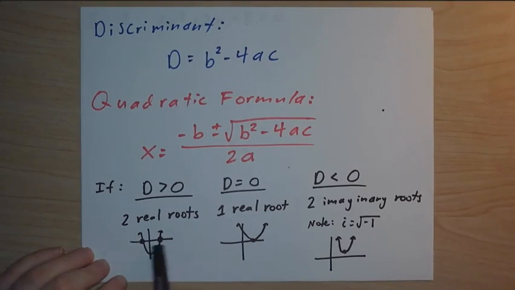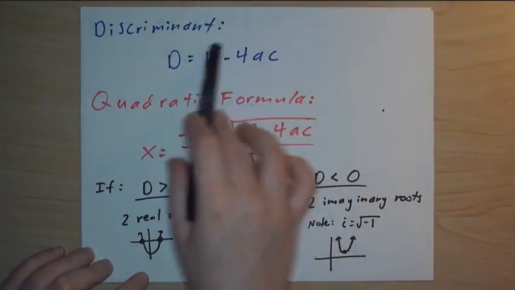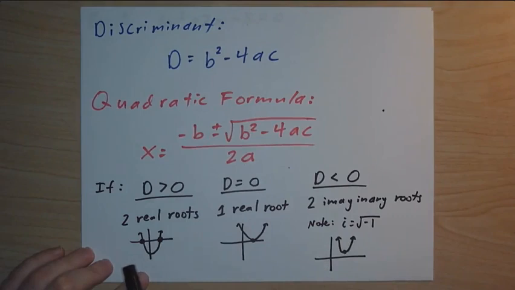roots. We'll have two real x-intercepts, is what that is. And it'll look kind of like this. It'll touch the x-axis twice. If our discriminant is 0, this plus or minus will go away, and so we'll just have one solution. So we'll just have one real root. We'll just have one area where it touches the x-axis.